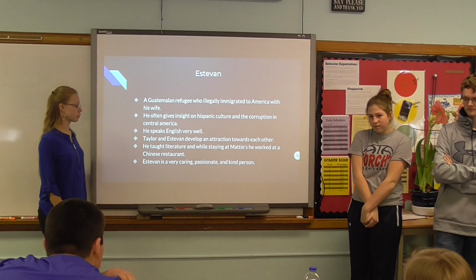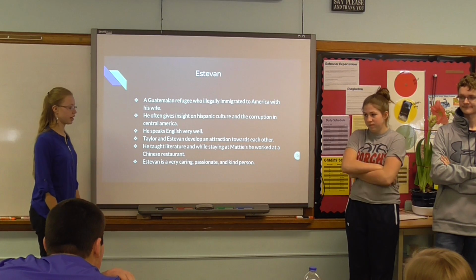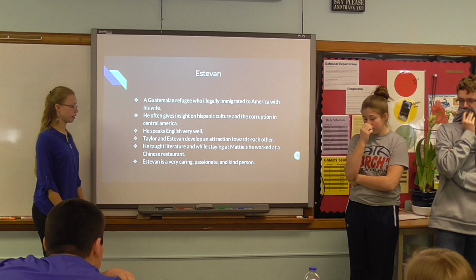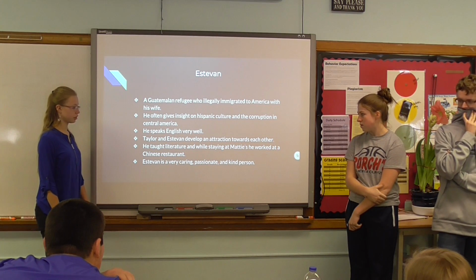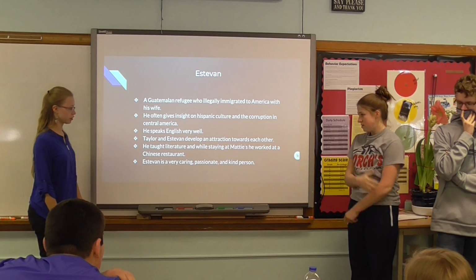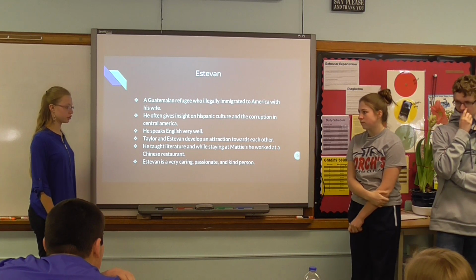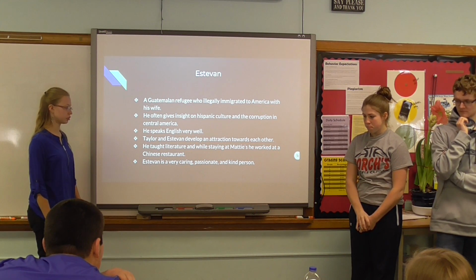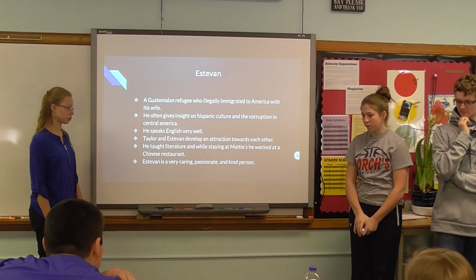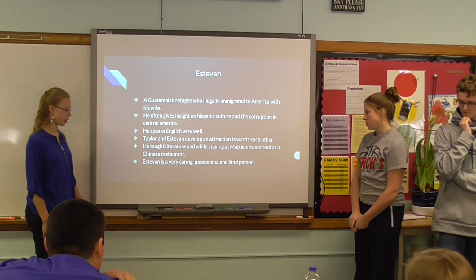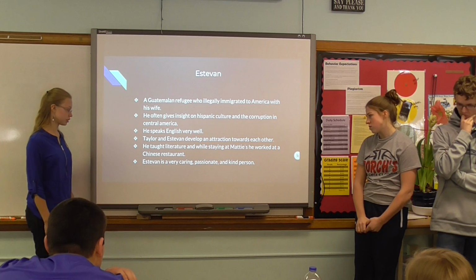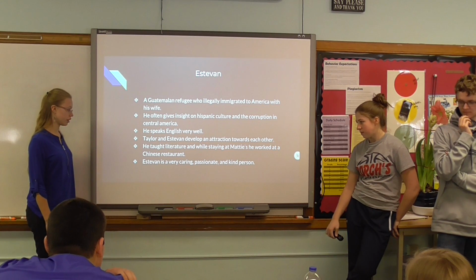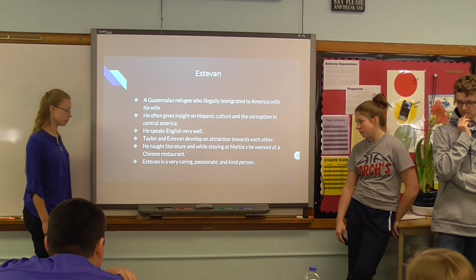And Esteban is a refugee from Guatemala, because he had illegally immigrated with his wife, Esperanza. He often gives insight on his Hispanic culture from where he grew up and all the corruption that happened. He is actually really good at speaking English, and he was an English teacher too. Taylor and Esteban develop an attraction towards each other, but they stay just friends. He taught literature while staying at Maddie's, upstairs in the work area where they lived. Then he ended up working at a Chinese restaurant in the town.